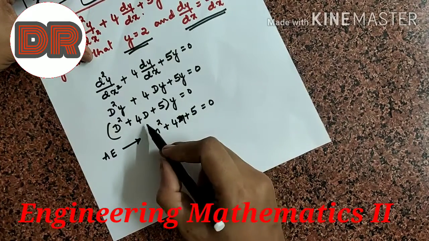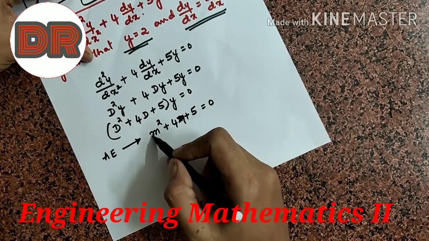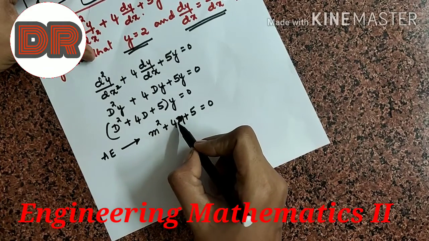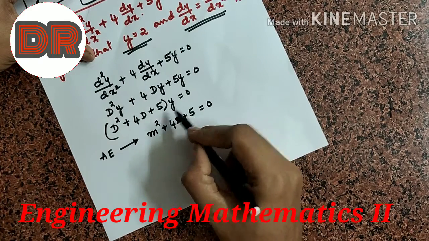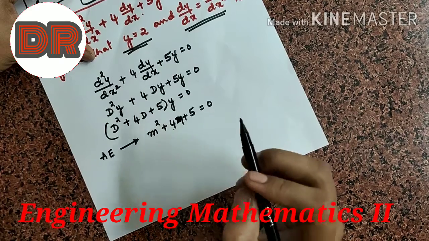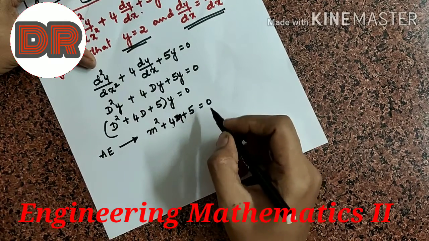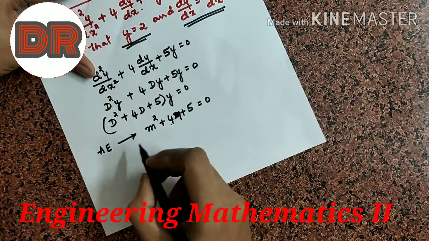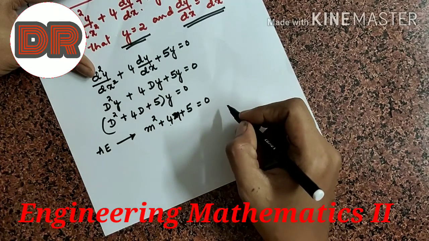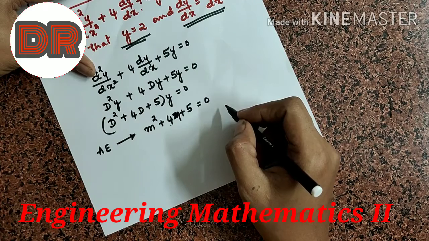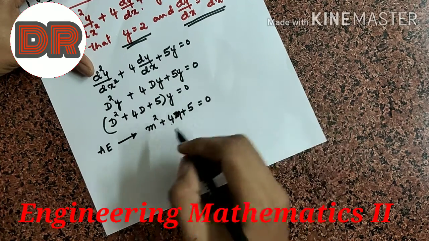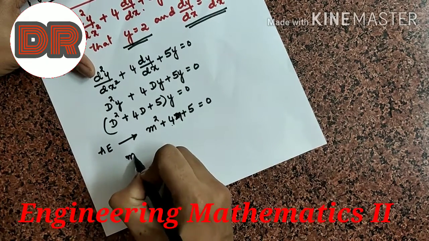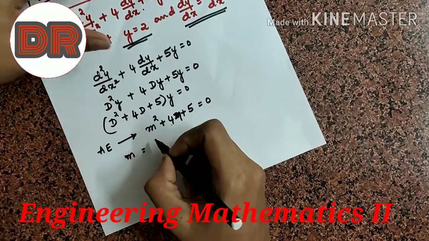Now let us find the roots of this. To find the roots, direct factorization is not possible, since the product here is 5 and the sum is 4. So let us go for the standard algebraic equation method. So I can write minus b plus or minus square root of b square minus 4ac divided by 2a, that will be the root. So here m will be equal to minus b.